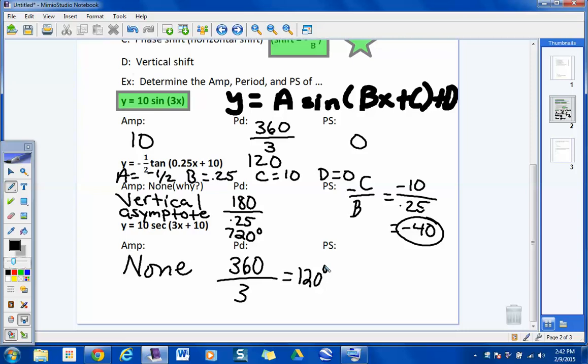How much phase shift? What's your phase shift? What's the formula for phase shift? It's the opposite of? Negative 10 divided by 3, you bet. Okay. Done.